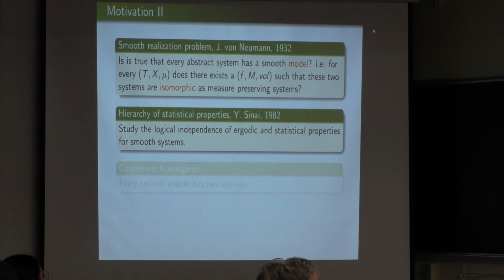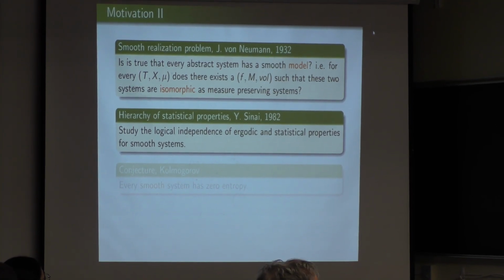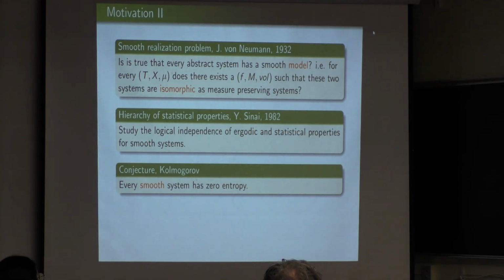Sinai wrote a survey in which he asked, and we'll see later, does there exist a system which, for example, is exponentially mixing but does not satisfy CLT? So what is the dependence and independence of these properties that I mentioned? And just to tell you, this is one of the nice conjectures in the field, from 1952, I believe.